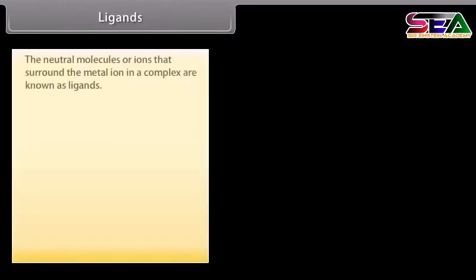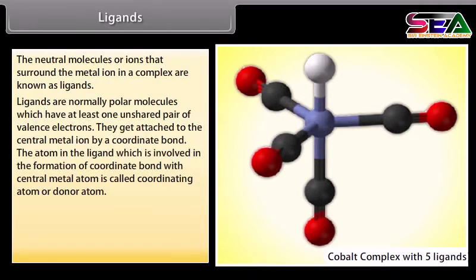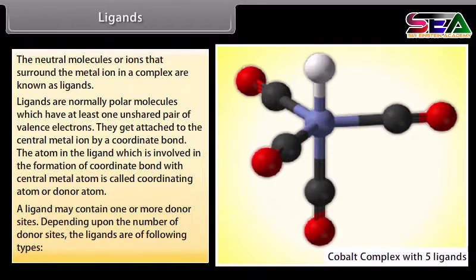Ligands. The neutral molecules or ions that surround the metal ion in a complex are known as ligands. Ligands are normally polar molecules which have at least one unshared pair of valence electrons. They get attached to the central metal ion by a coordinate bond. The atom in the ligand which is involved in the formation of coordinate bond with central metal atom is called coordinating atom or donor atom. A ligand may contain one or more donor sites. Depending upon the number of donor sites, the ligands are of following types.